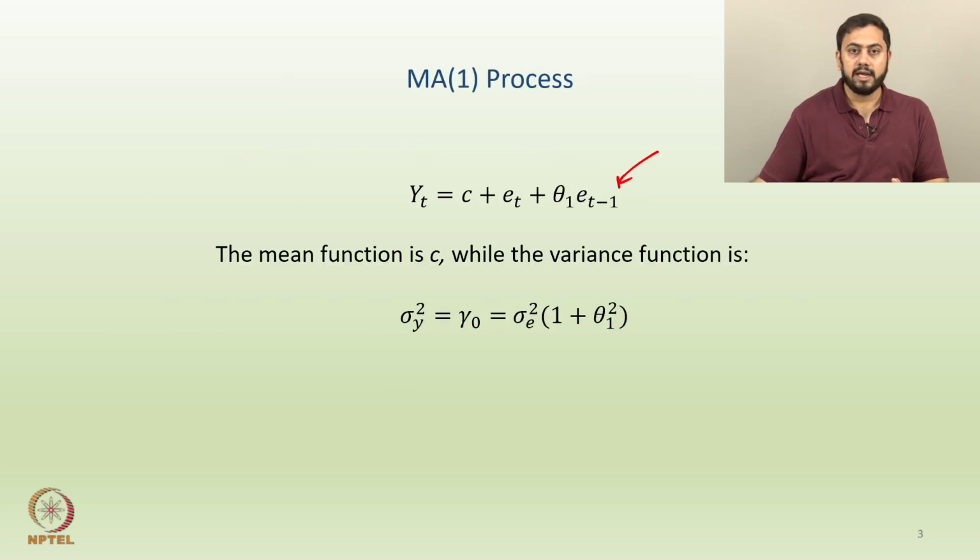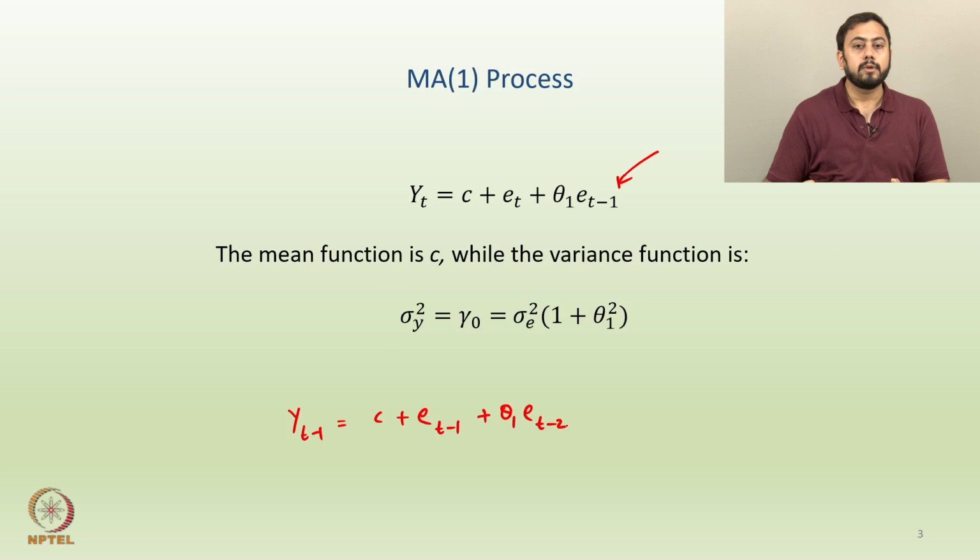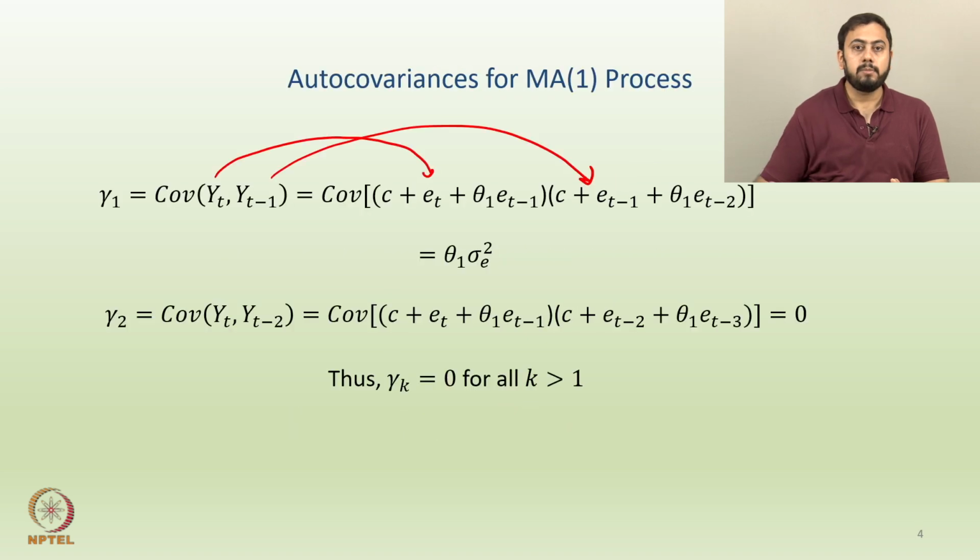From the previous slide, if you go back for a second, this is the MA(1) structure. So I can write down Y_{t-1} also. Y_{t-1} would be C plus e_{t-1} plus theta 1 e_{t-2}. Similarly, you can replace Y_t and Y_{t-1} here, so we'll have the covariance of Y_t comma Y_{t-1}.